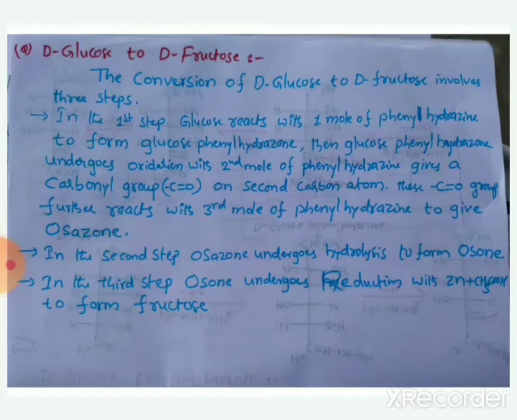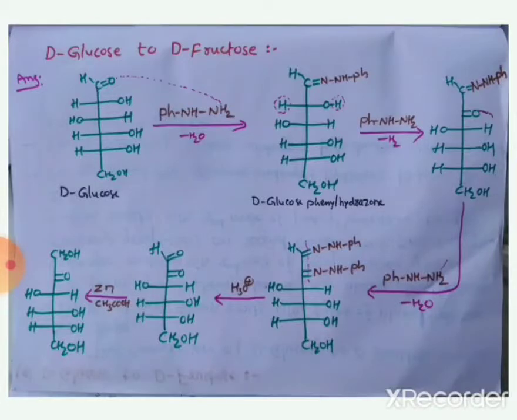First step is formation of osazone. Second step is formation of osone. Third step is formation of fructose. Now, these are the chemical equations.